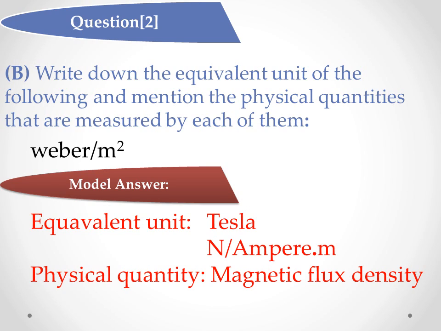Question 2. B. Write down the equivalent unit of the following, and mention the physical quantities that are measured by each of them. Weber per square meter. Model answer. Equivalent unit. Tesla. Newton per ampere meter. Physical quantities. Magnetic flux density.